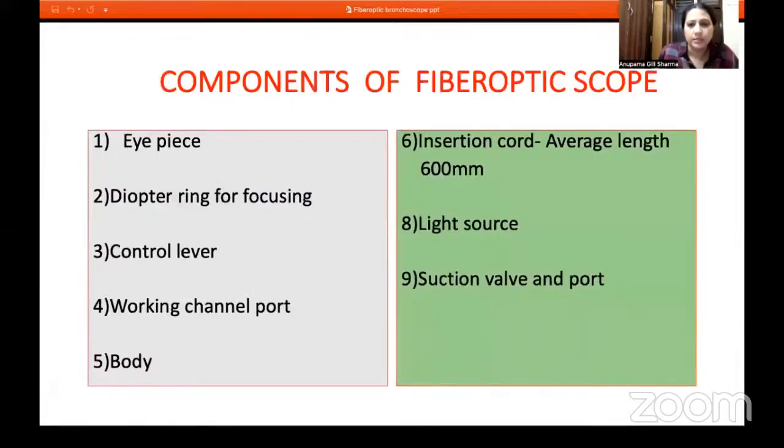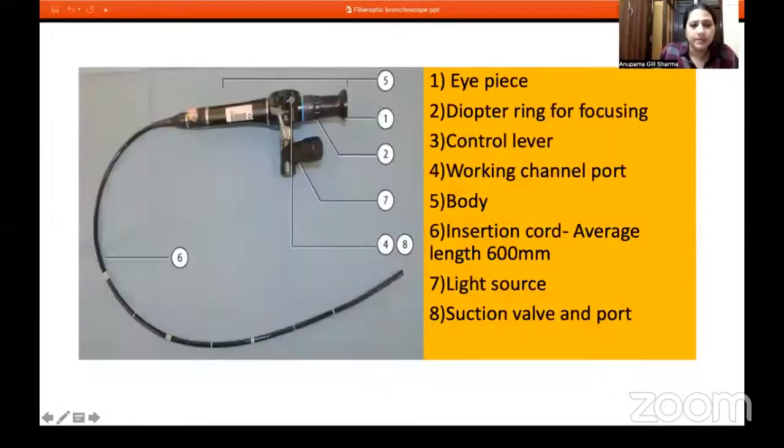Now going on to the components of the fiber optic scope. So there's an eyepiece. I'll show you in the diagram here. So here is the eyepiece through which one looks into the scope. There's a diopter ring which is there for focusing. There'll be another focus if you attach it to the camera. There can be a camera focus also.